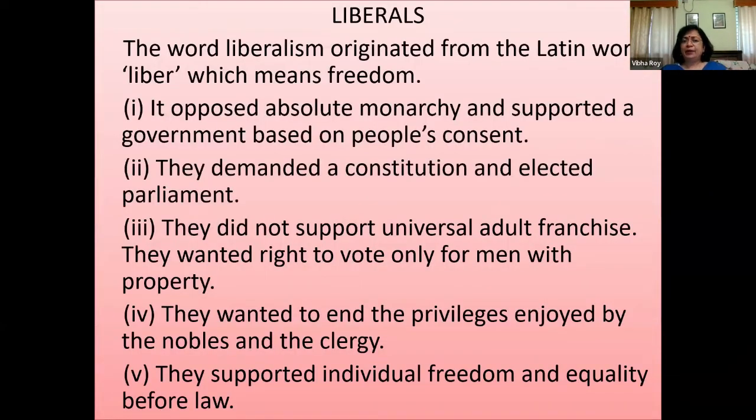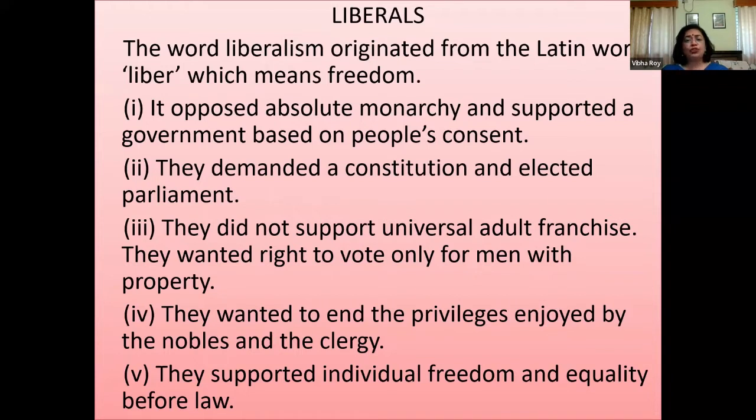So who were the liberals, if you are asked? What does the word liberalism mean? Where did it originate from? It originated from the Latin word liber, which means freedom. So these liberal groups opposed absolute monarchy and supported a government based on people's consent. They wanted a constitution and an elected parliament. They were fighting for liberalism and democracy.